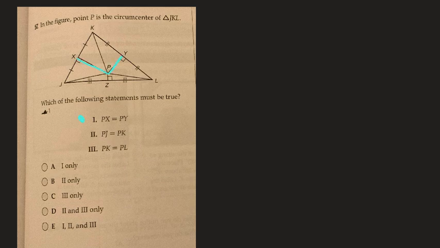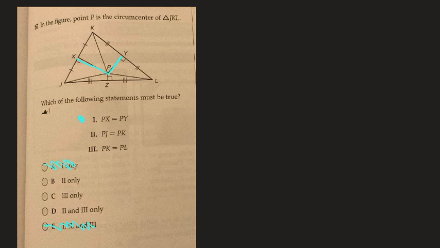All right, so let's look at it. If I pick choice 1, I'm saying that blue equals blue. Well, that's not true for a circumcenter. Remember, we're bisecting the sides, which means that the distance to the corners is going to be equal. So this is not true, so it cannot be A, and it can't be E.